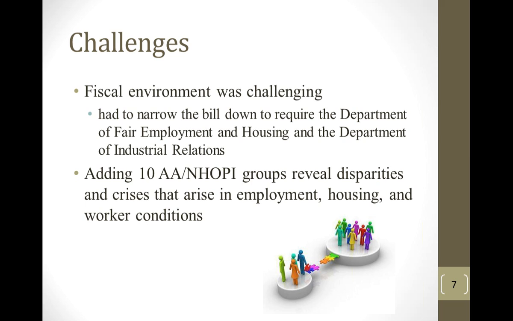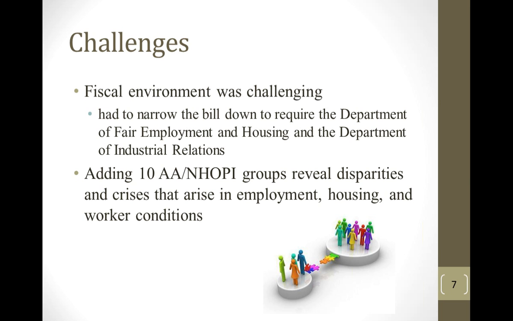And if we look at those two departments, they will address issues of employment, housing, and worker conditions which cannot be normally addressed had the bill not gone through. The strategy in moving forward with the bill eventually is that all state agencies collect and disaggregate data for the very many groups that exist in California. After all, Asian American, Native Hawaiians, and Pacific Islanders have been communities that have long paid our taxes. We've played by the rules, and we deserve to have resources at the state level made available to our communities.